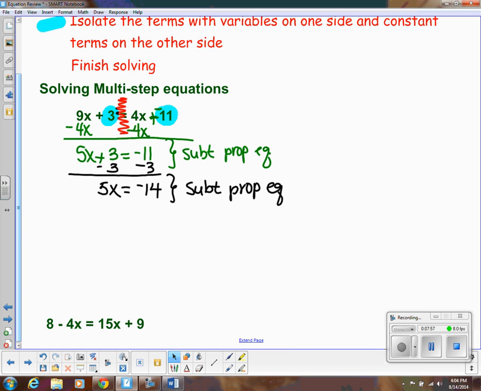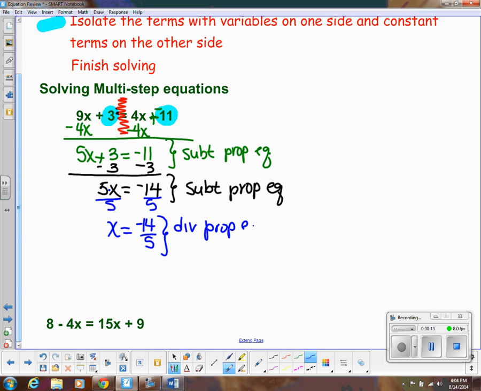All right, so now notice x is still not by itself. It's connected by 5 with multiplication. So in order to disconnect the multiply, I need to divide. So my final answer is going to be negative 14/5. And what did I just use? I used the division property of equality. I love equation solving. These are just fun.